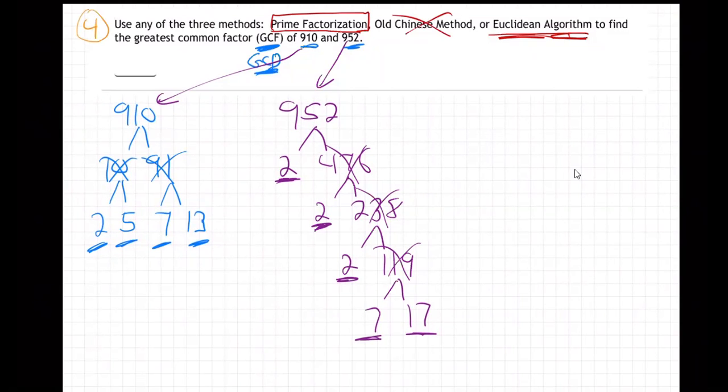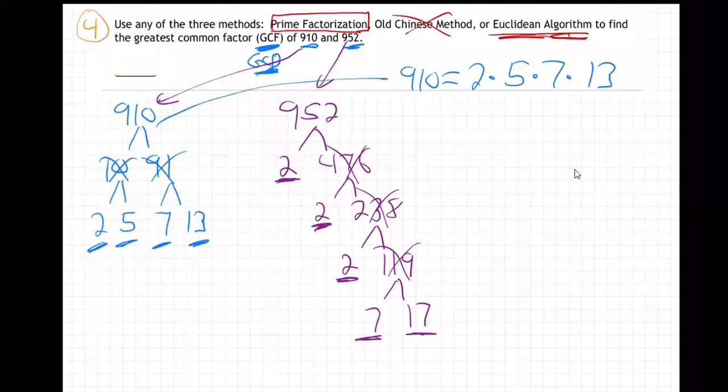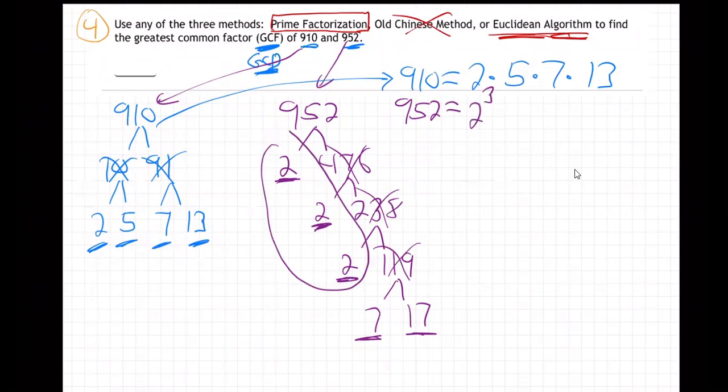All right, so what does this all say now? Let's go over here on the side. What we're going to do is line up the primes. So 910 is 2 times 5 times 7 times 13. That's the 910. And the 952, I'm going to line up the primes. It's got 3 2's, doesn't it? So 2 to the 3rd power times 7 times 17. See how I gave every prime its own column? You remember this. This is how we do this, okay?